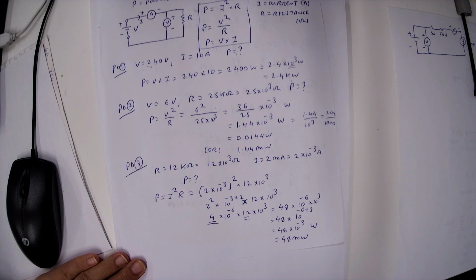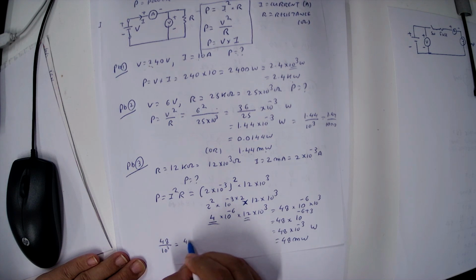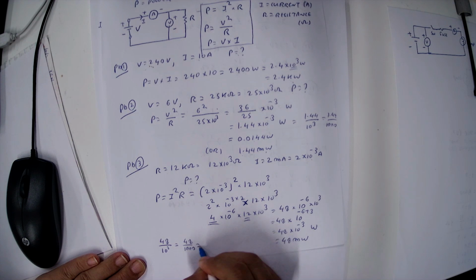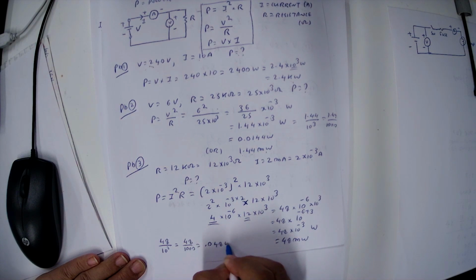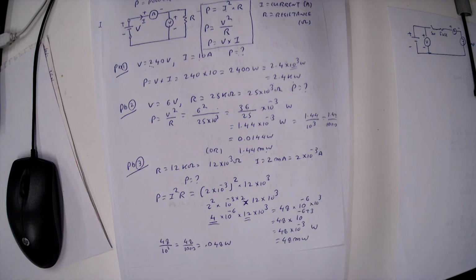48 milliwatt, we can calculate that. Or if you divide the 48 by 10 power 3, so 48 divided by 1000, we also got 0.048 watt. The answer is 0.048 watt or 48 milliwatt. This is the way we calculate that.